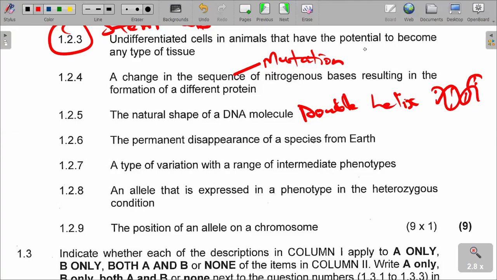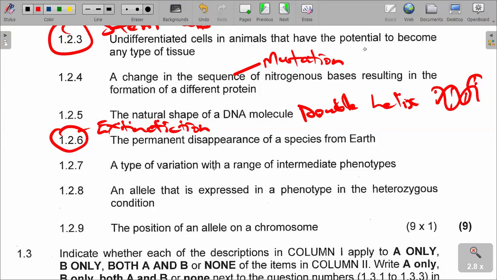The permanent disappearance of species from Earth, we call that extinction. When all organisms are no longer existing, we call that extinction. If they are still living, we say it is what? It's called extant. The opposite of extinction is extant.